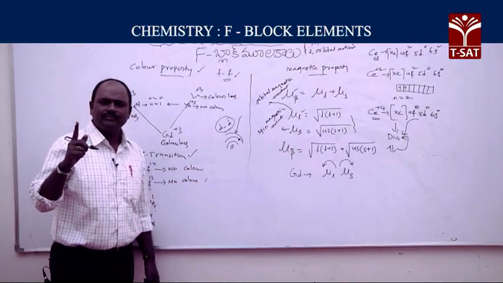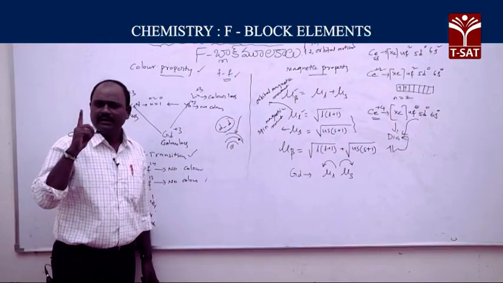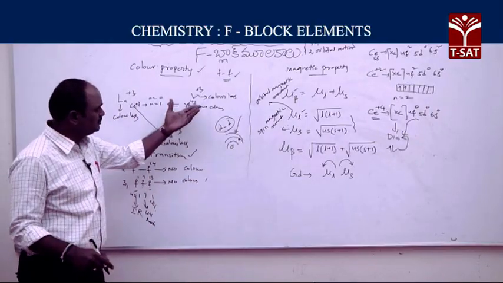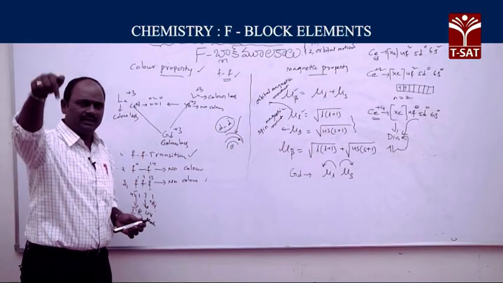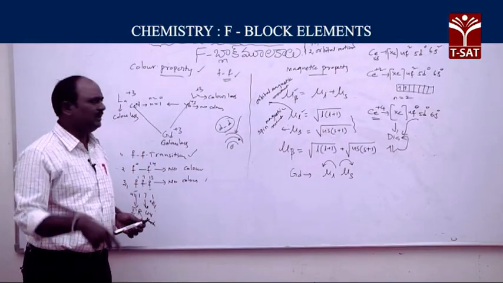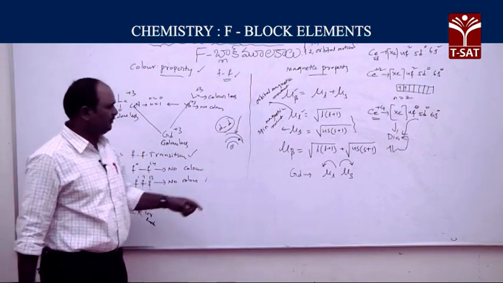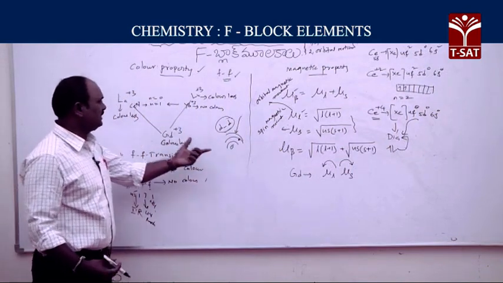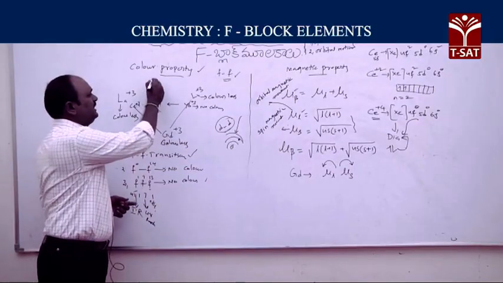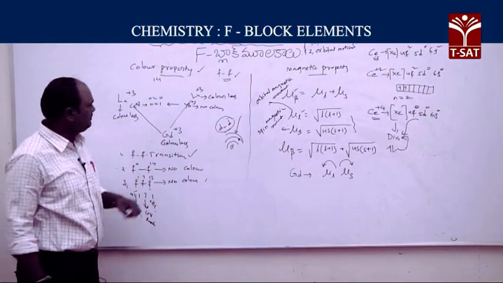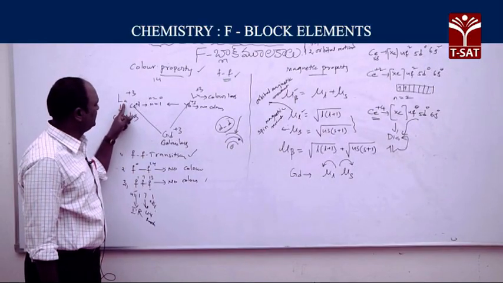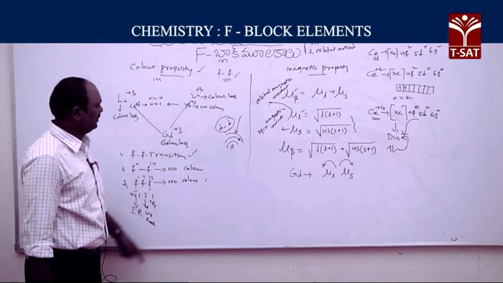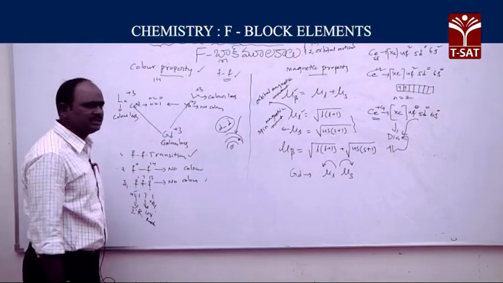And one more interesting property can be observed, but we can't see that kind of property in the transition elements or d block elements. You can take the lanthanides. In the lanthanides there are 14 metals. The first element is lanthanum, the middle element is gadolinium, and the last element is lutetium.